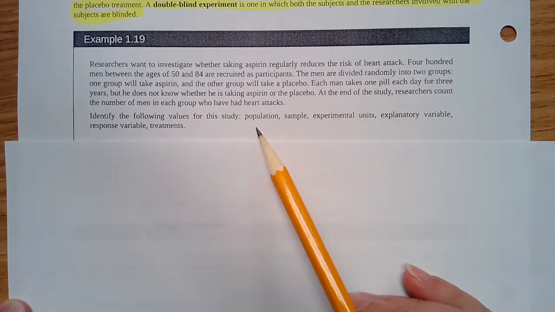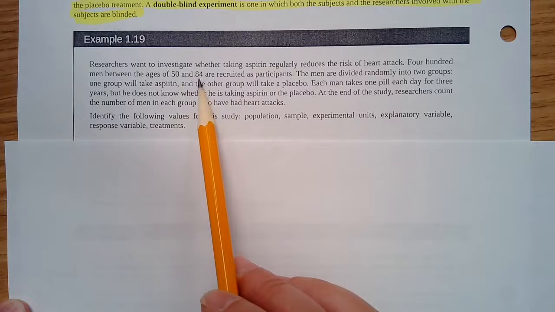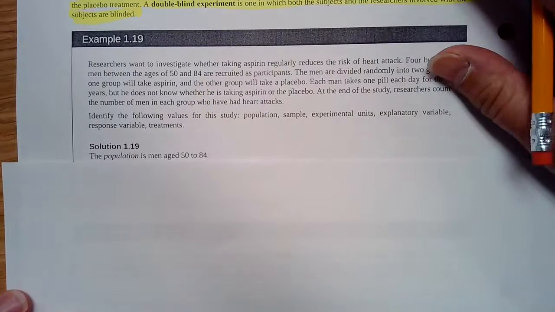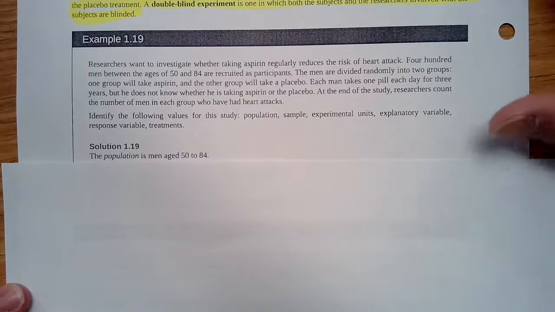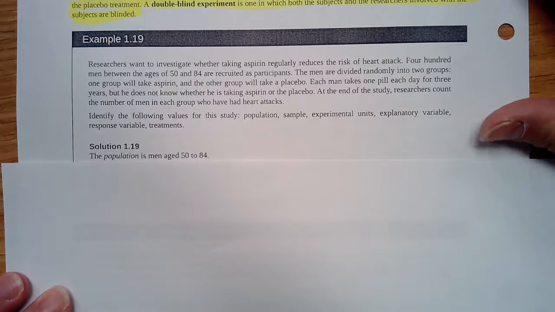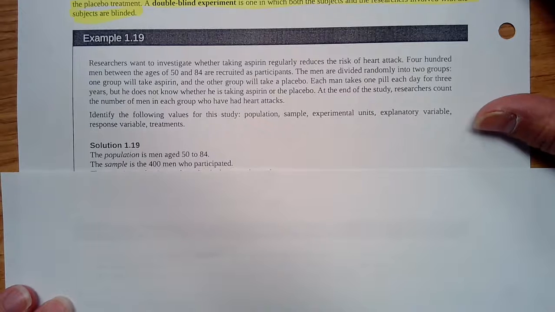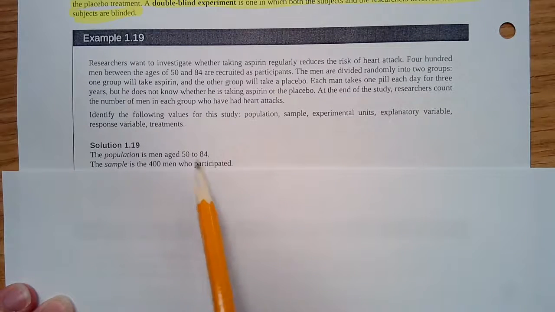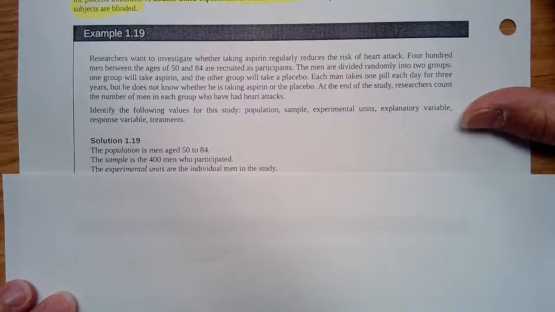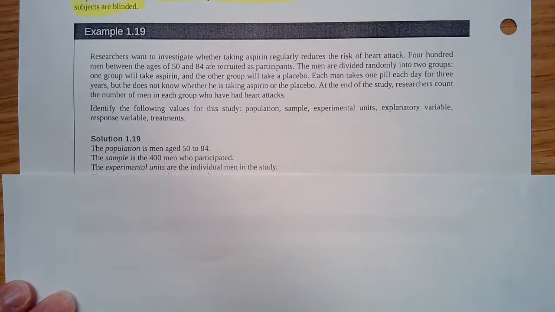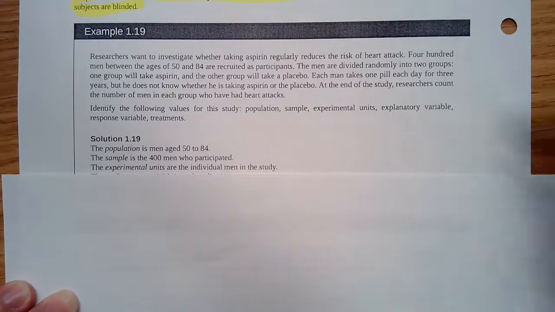Our population is all men between the ages of 50 and 84. Now, our sample: we can't test all men, but we were able to sample 400. So the sample is the 400 men within that age group that participated. The experimental units were the individual men themselves. The people being observed in the study were the experimental units.